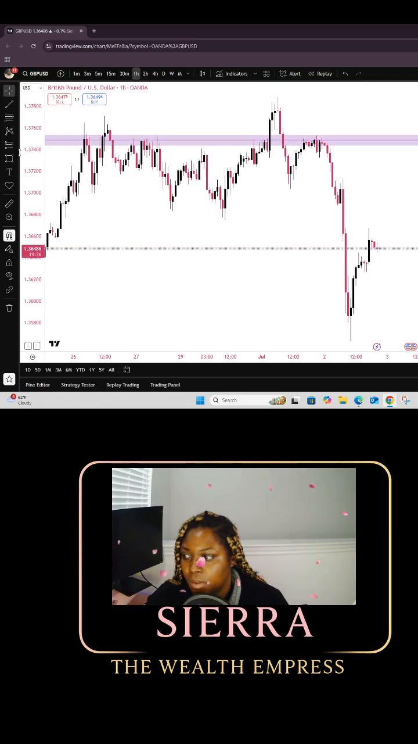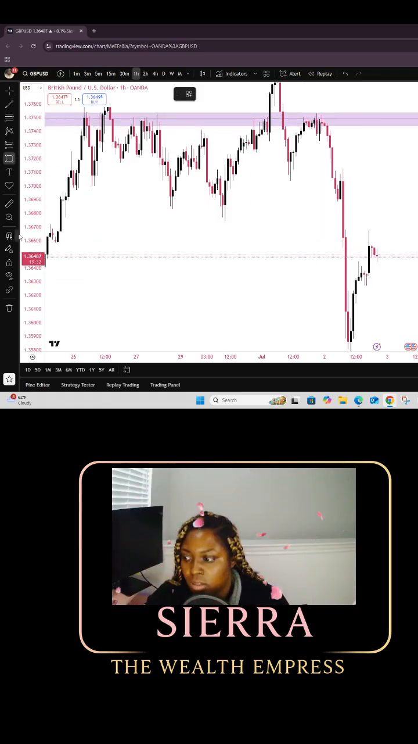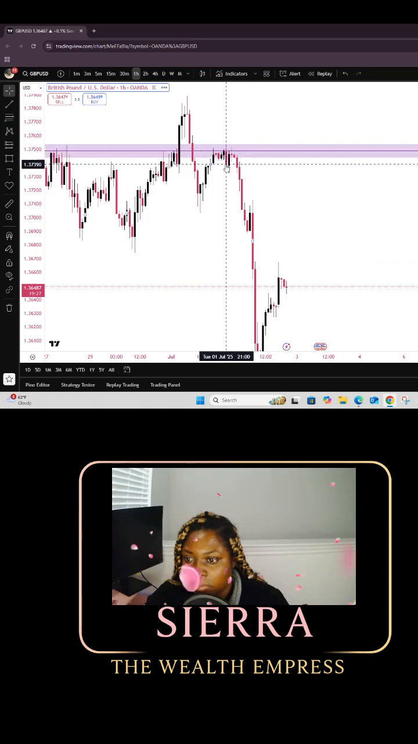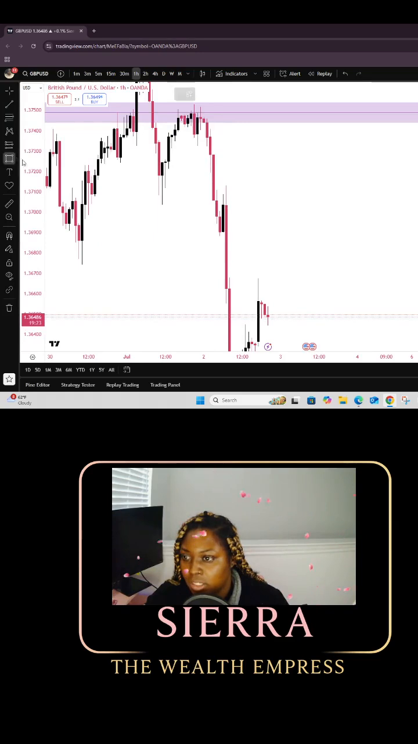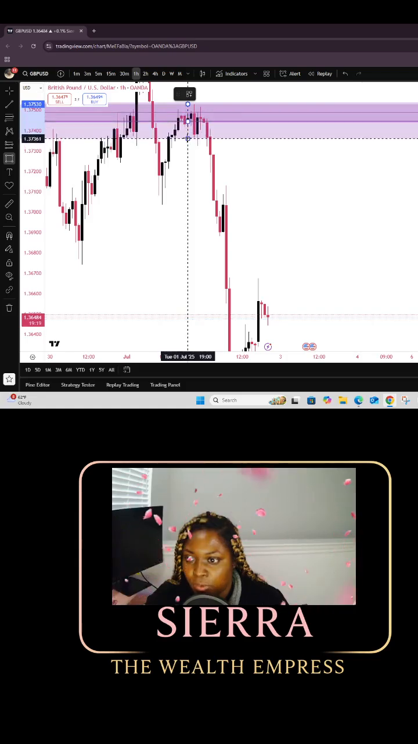Okay. And I waited because I saw this engulfing pattern here from the zone. Right. And remember, I like to wait for price to come back and fill in 50%. I use my same rectangle tool.